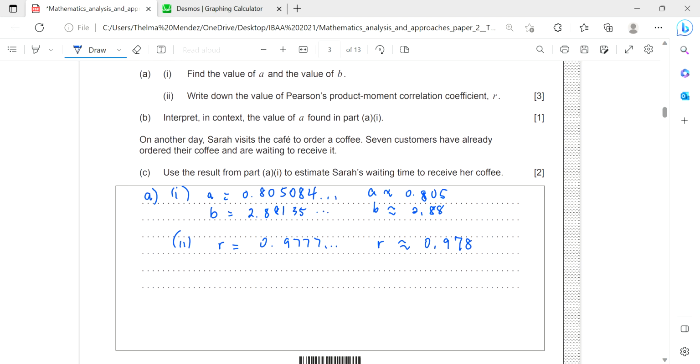Okay, on another day, Sarah visits a cafe to order coffee. 7 customers have already ordered their coffee and are waiting to receive it. Using the result in A1, estimate Sarah's waiting time to receive her coffee. So X equals 7.